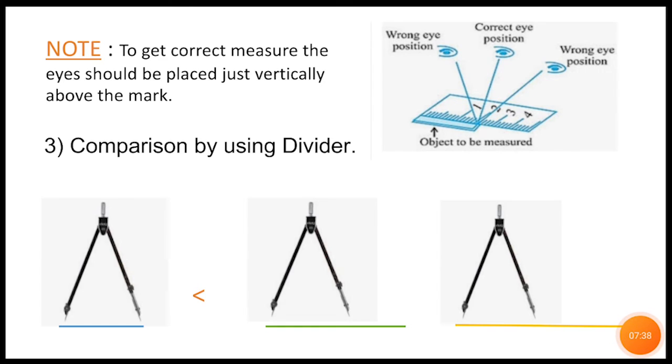Fine. So you can say, children, that as compared to this green color line segment, this yellow color line segment is larger or longer. Fine. So here the greater than sign will come towards the yellow color line segment.